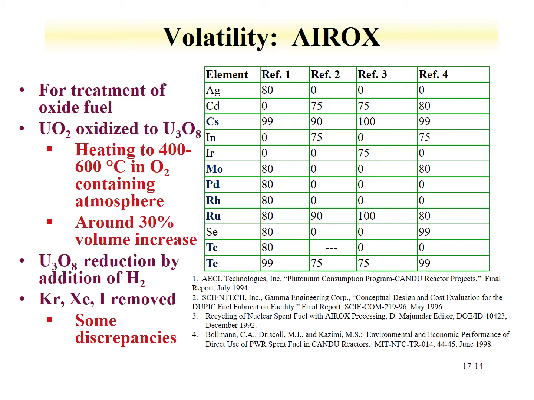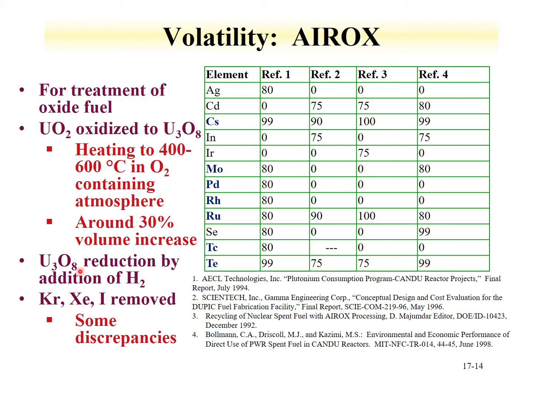This exposes more of the grains to the surface. Any volatile fission products will be removed. There is some discrepancy in the literature about how much of the metal ions or the fission products are removed, but some cesium, very high amounts, ruthenium, high amounts, tellurium, relatively high amounts, and then some discrepancies for other elements.